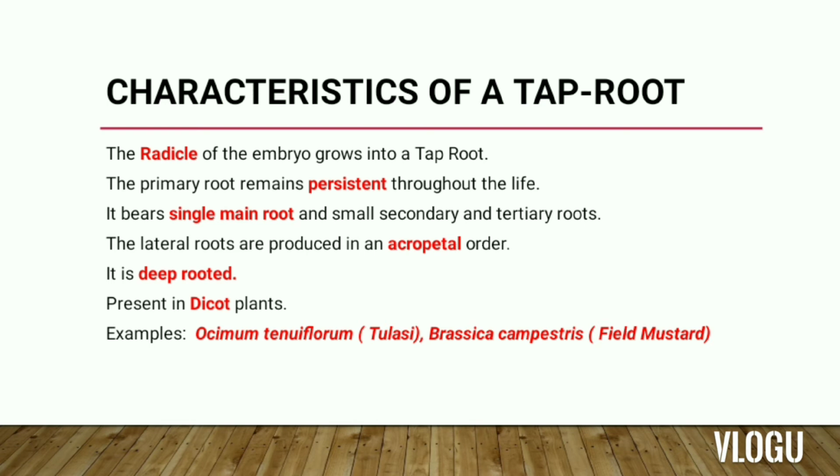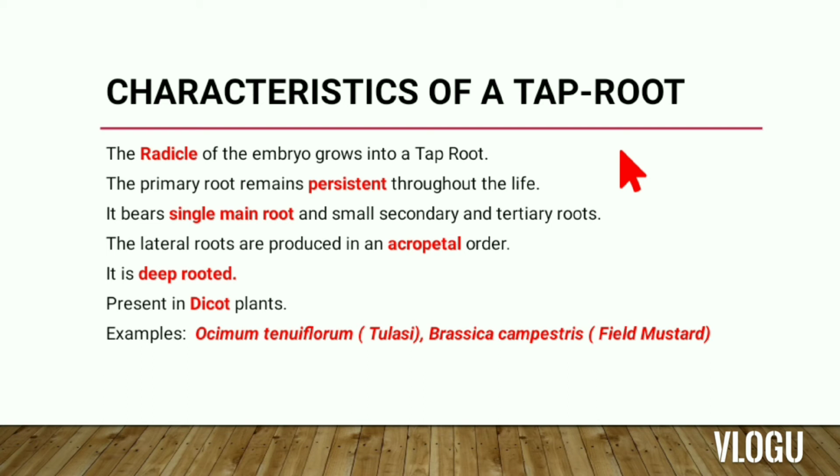Let's go to the first slide, which talks about characteristics of a taproot. So let's go one by one. The first point says that the radicle of the embryo grows into the taproot. Basically, any root it could be, whether it is an adventitious root or a taproot, the radicle develops into the root system. The primary root remains persistent in the case of a taproot system. So whatever the primary root is, it will always be present throughout its life cycle. That means it is going to be persistent.